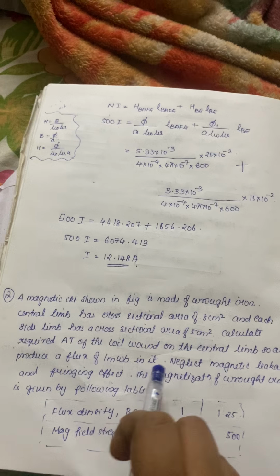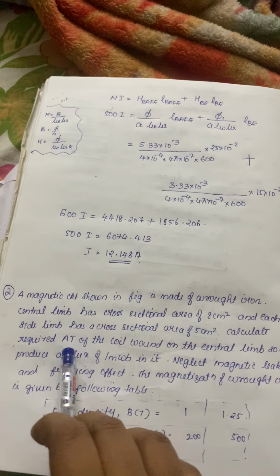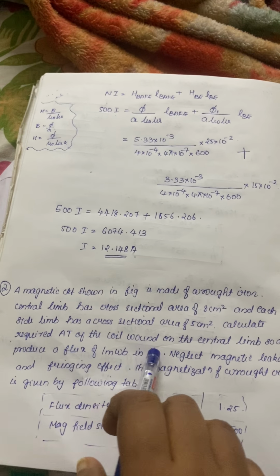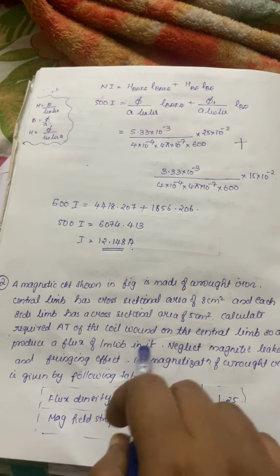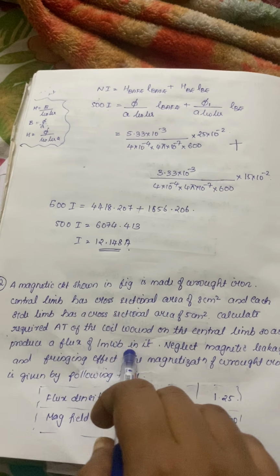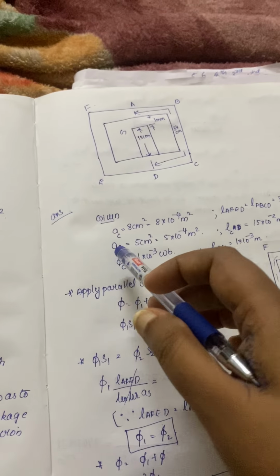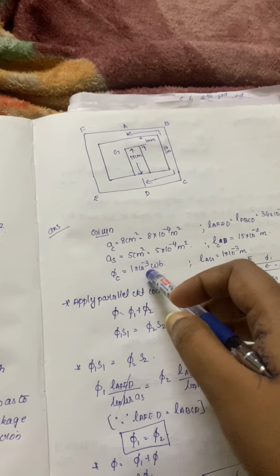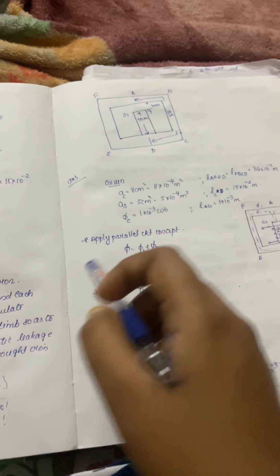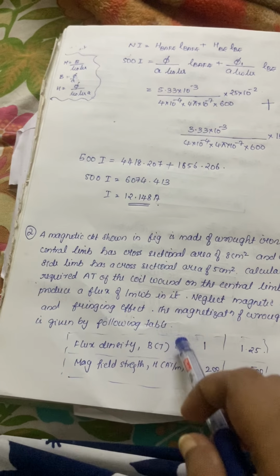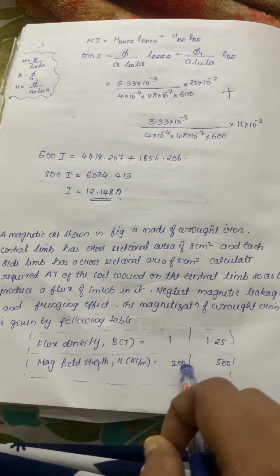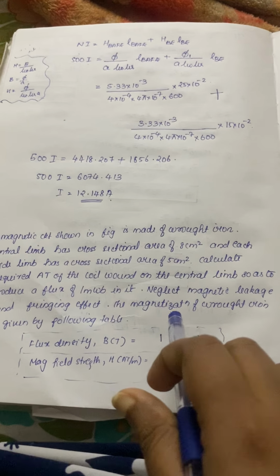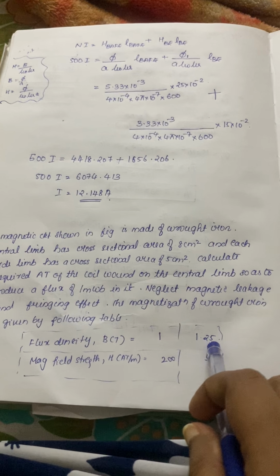Okay, convert to standard unit. Now calculate the total ampere turns, so the total mmf of the coil wound on the central limb so as to produce a flux of 1 milliweber in it. That means the central limb's flux is 1 milliweber. So flux of the central limb, denoted by phi c, is equal to 1 into 10 raised to minus 3 Weber. Okay, now after that what we have is the table where, depending on the value of B, you have the value of H. Okay, when B is 1, H is 200. When B is 1.25 Tesla, then H is 500.